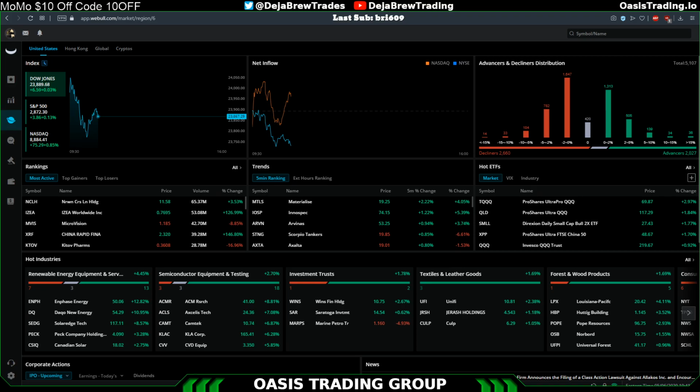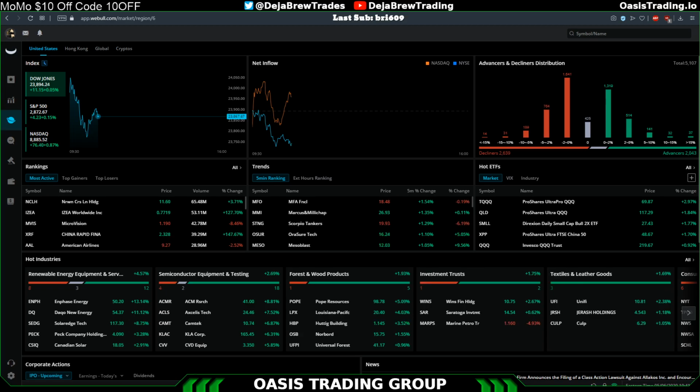Today's going to be Webull Wednesday, so we're going to be talking about Webull's platform. We're going to be showing off a few of their features. We're also going to be doing some scans, looking for some penny stocks. I'm going to be giving some tips and tricks on how to trade penny stocks.